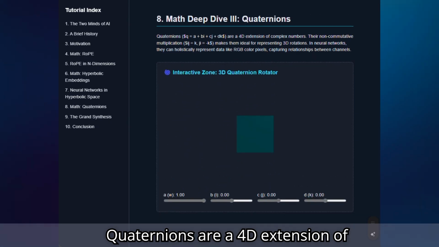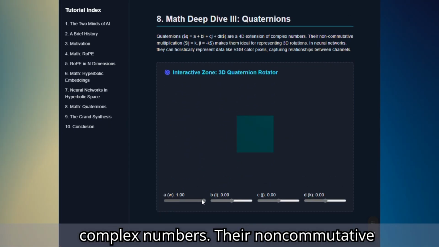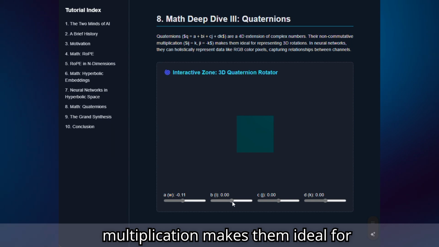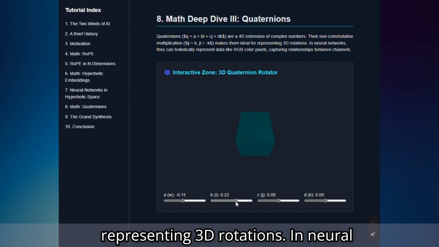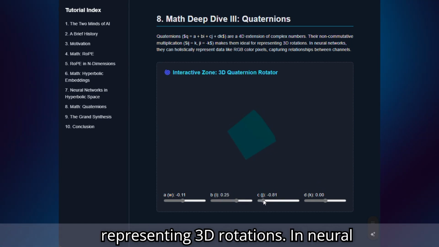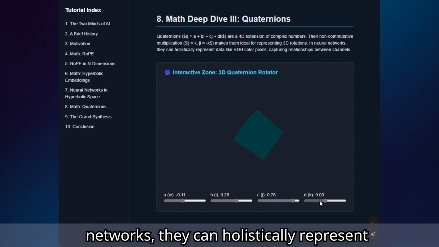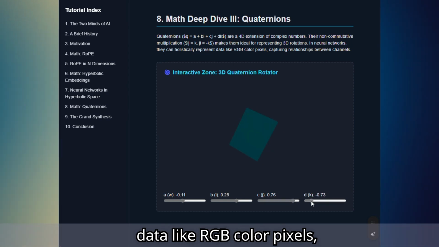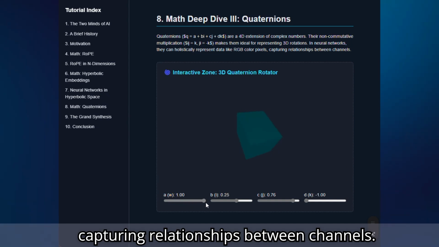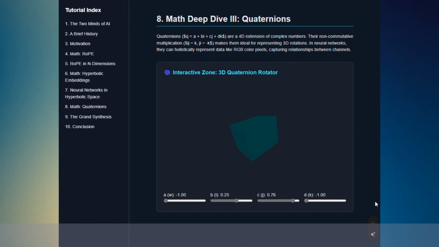Quaternions are a 4D extension of complex numbers. Their non-commutative multiplication makes them ideal for representing 3D rotations. In neural networks, they can holistically represent data like RGB color pixels, capturing relationships between channels.